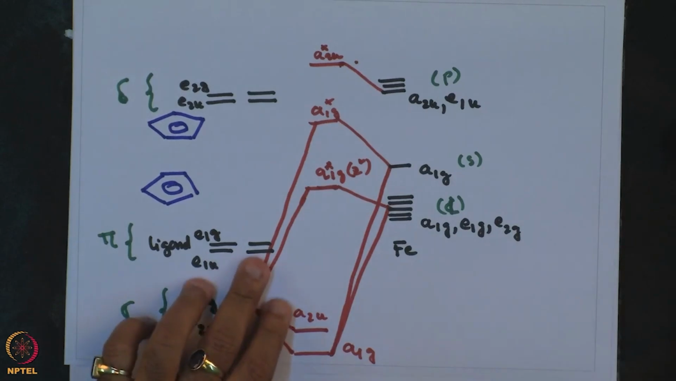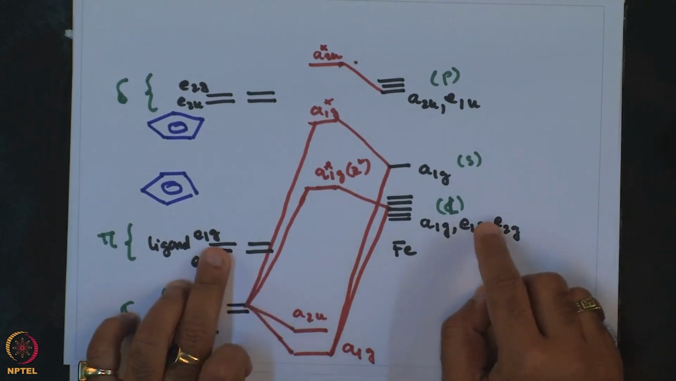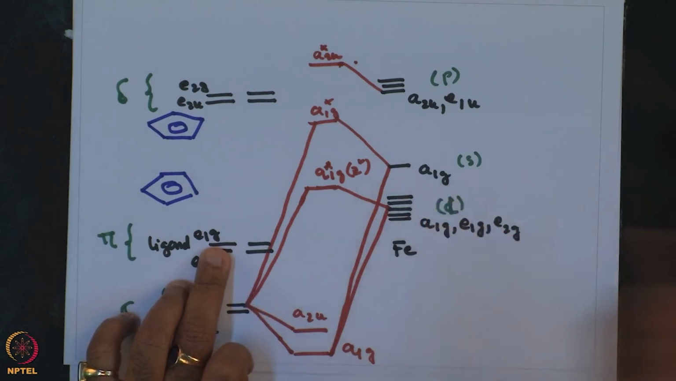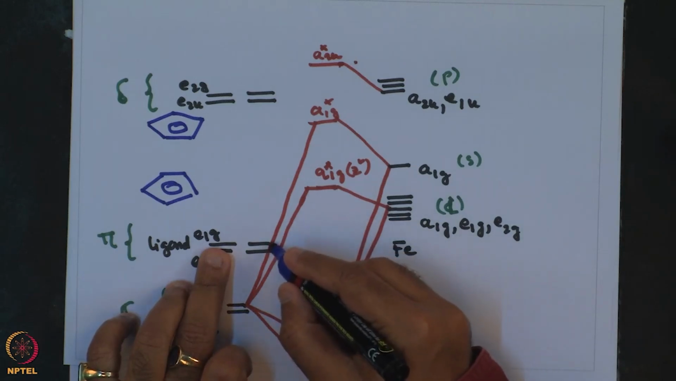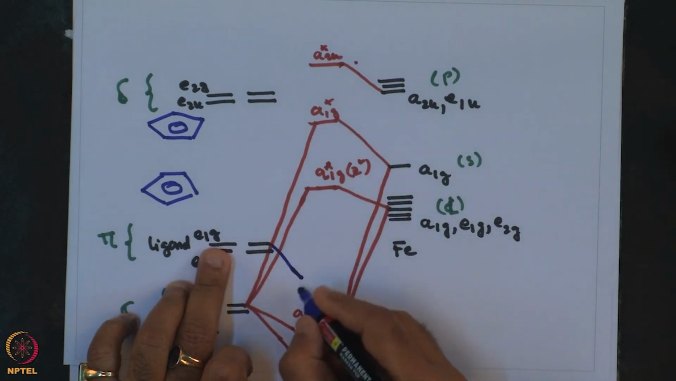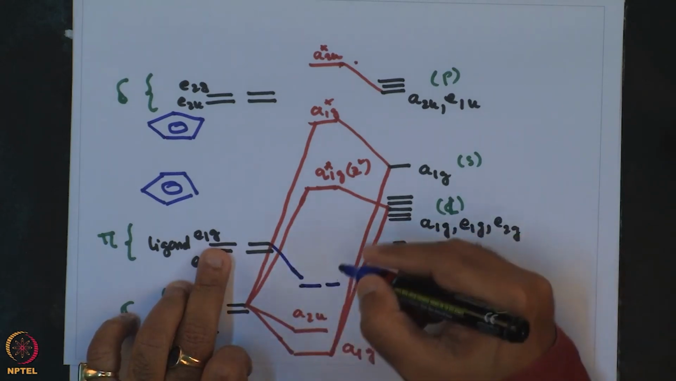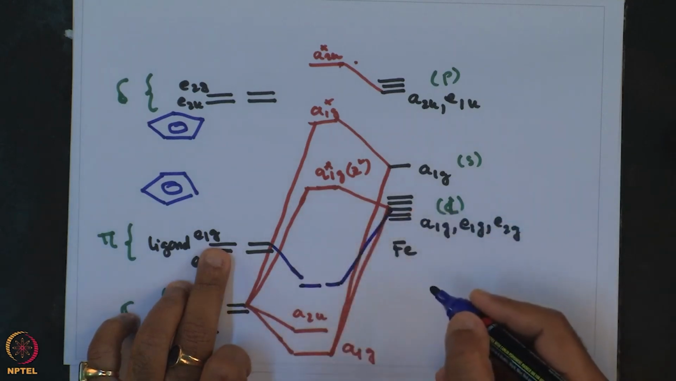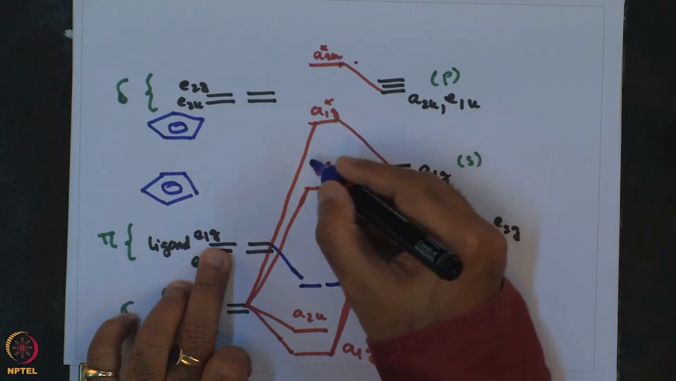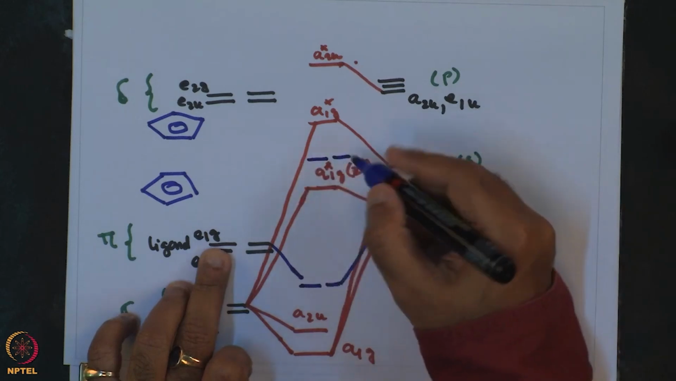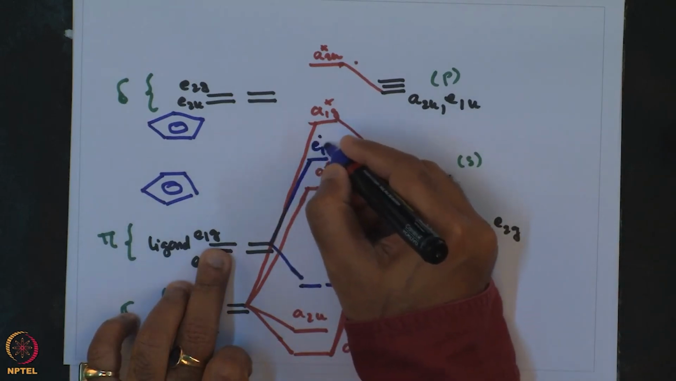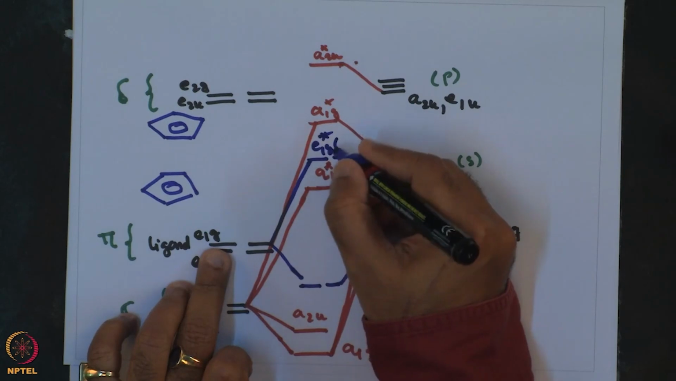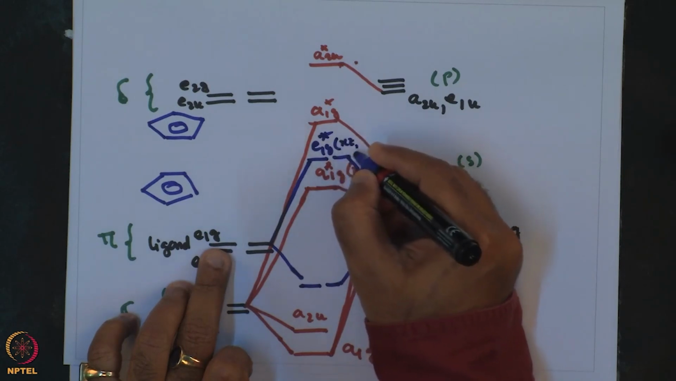The next comes this E1G interaction. E1G interacts with E1G of the ligand from the d orbitals, and that interaction is given as, and it will also have an antibonding component which is somewhere here. So this is E1G star, and the metal orbitals involved are XZ and YZ.